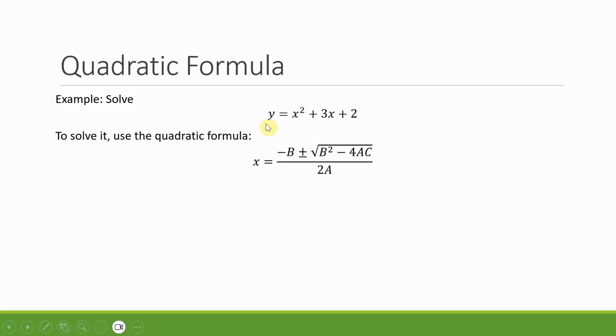So let's just solve an example here. y equals x squared plus 3x plus 2. And we're going to use the quadratic formula. So a is going to be 1, because there's nothing in front of the x squared. b is 3, and c is 2.